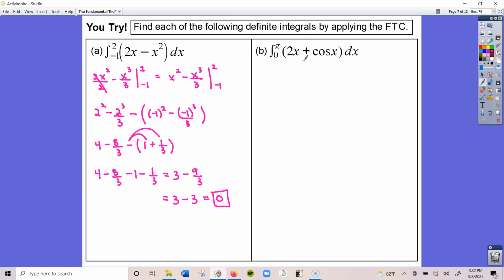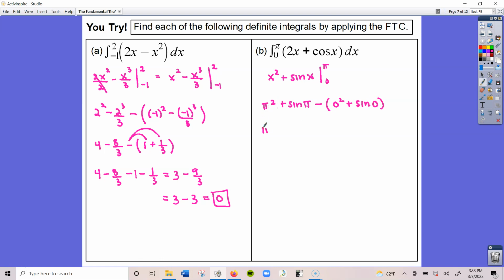Let's try with this last one here. We're integrating from 0 to pi of 2x plus cosine x. So the integral of that, 2x, is x squared, as we did that here, plus sine x. And I'm going to evaluate that from 0 to pi. Plug in the pi first. We get pi squared plus sine of pi, minus, now I plug in the 0. 0 squared plus sine of 0.